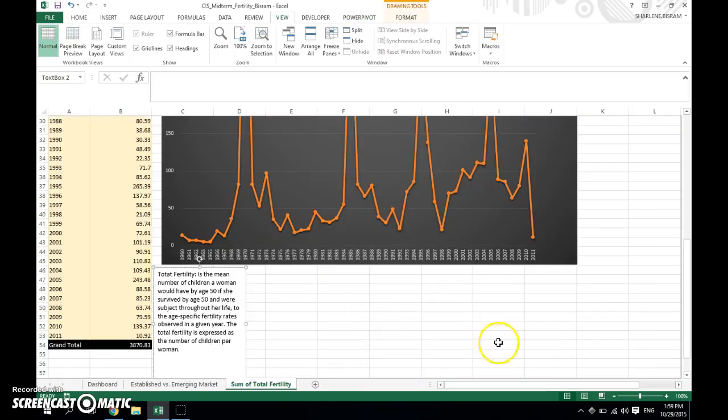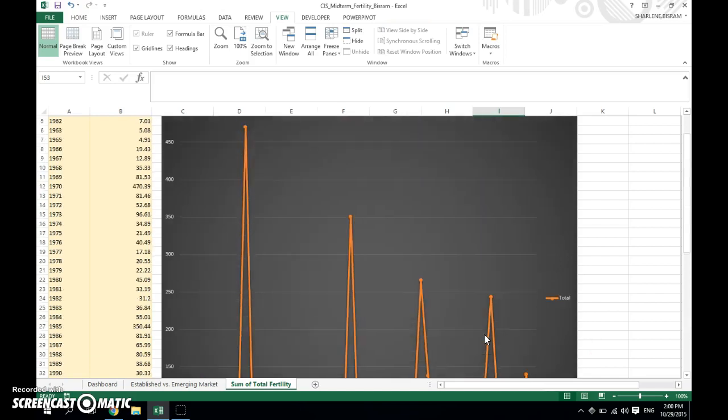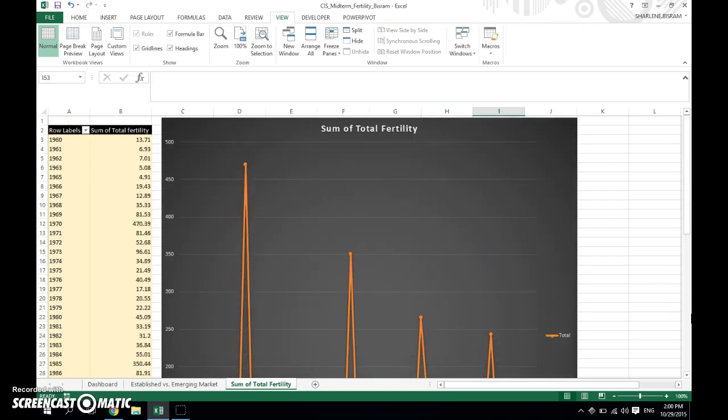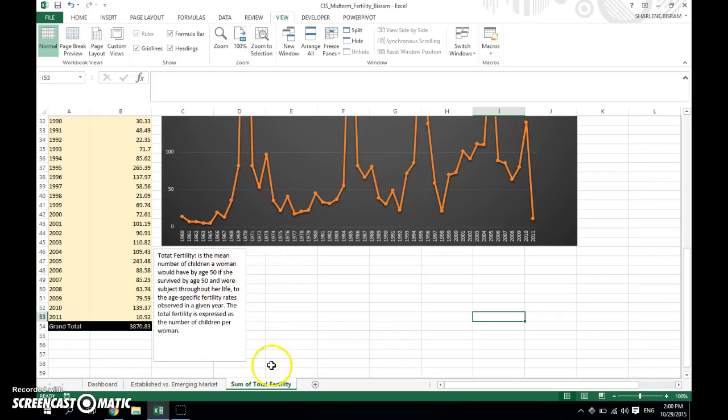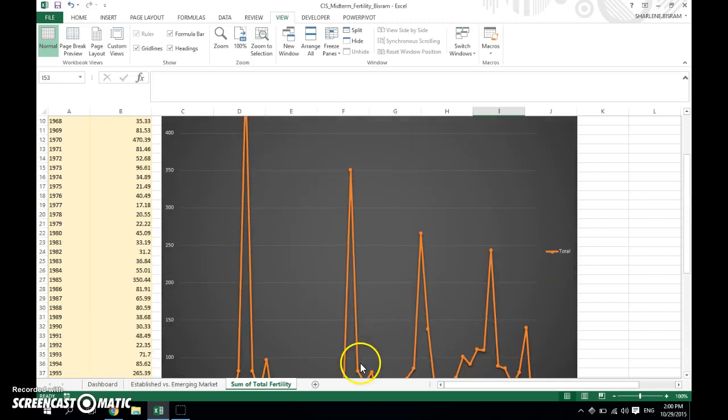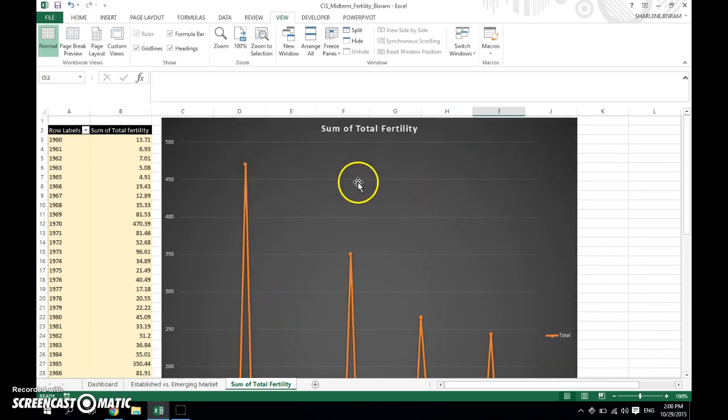In my third chart, I am displaying the sum of total fertility around the world from the year of 1960 to 2011. I first want to explain that total fertility in this chart is the mean number of children a woman would have by age 50 if she survived to age 50 and were subject throughout her life to the age-specific fertility rates observed in a given year. The total fertility is expressed as a number of children per woman. I think that's a really important definition in order to understand.